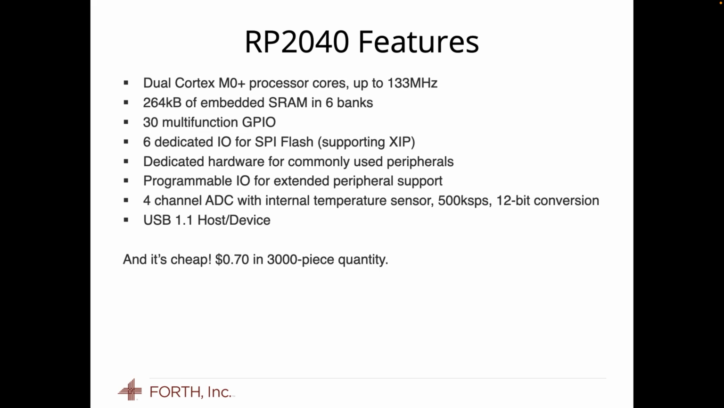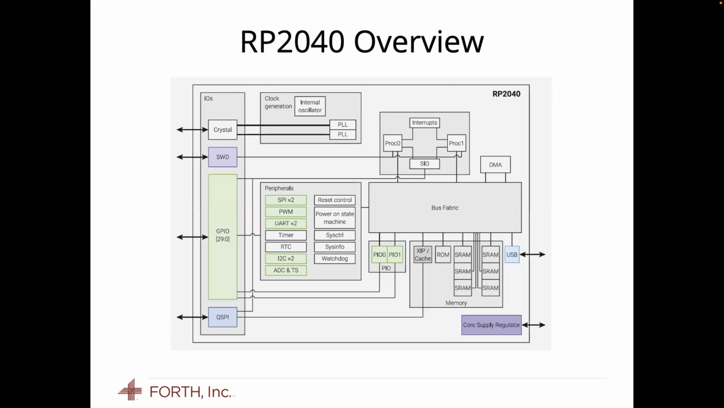So the really great thing about these things is how cheap they are. All of that stuff in there, 70 cents each on a 3,000 piece tape reel, which is amazing. Here's just a quick picture of what it looks like inside. You can see the bus fabric ties everything together. All the SRAM blocks are in there. The two cores are up at the top, and the two processor cores are tied together with this SIO, which is basically a FIFO that lets them talk to each other.